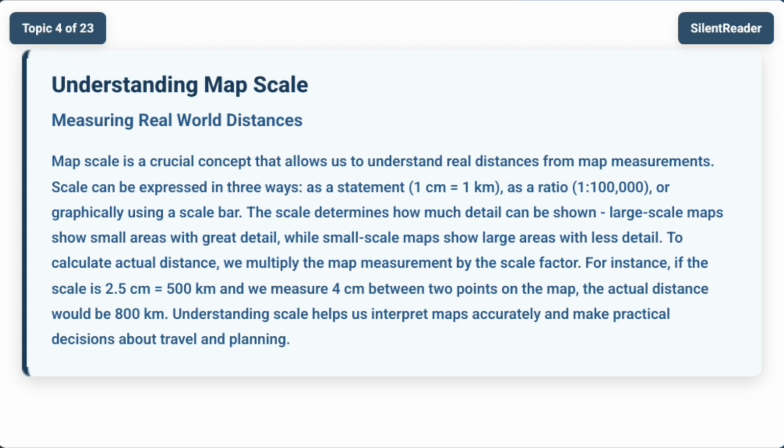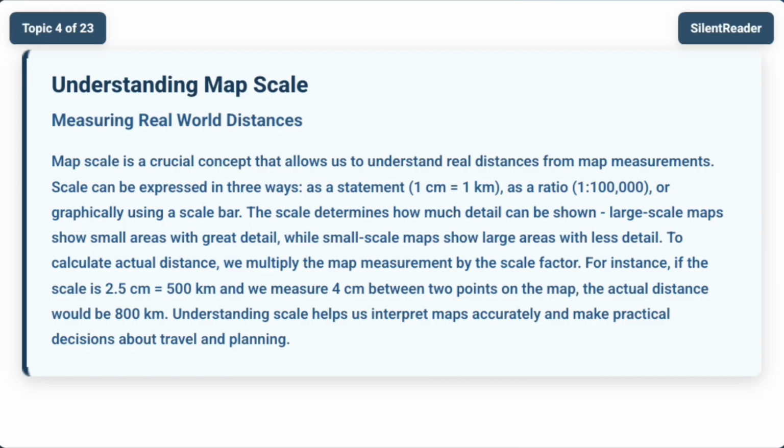Understanding map scale. Map scale is a crucial concept that allows us to understand real distances from map measurements. Scale can be expressed in three ways: as a statement like 1 centimeter equals 1 kilometer, as a ratio like 1 to 100,000, or graphically using a scale bar. The scale determines how much detail can be shown. Large-scale maps show small areas with great detail, while small-scale maps show large areas with less detail.